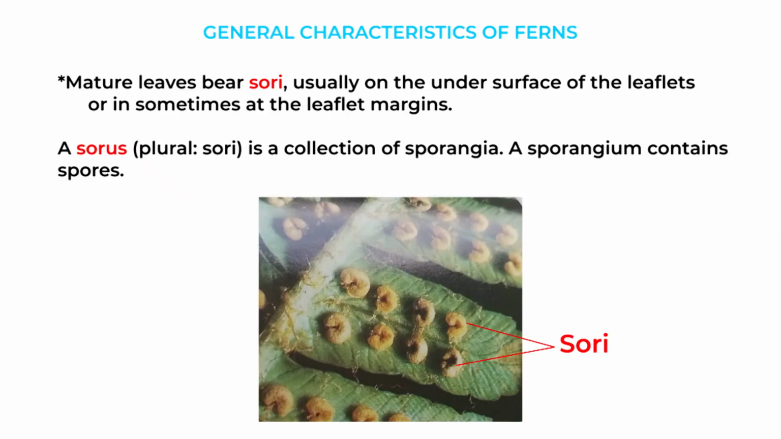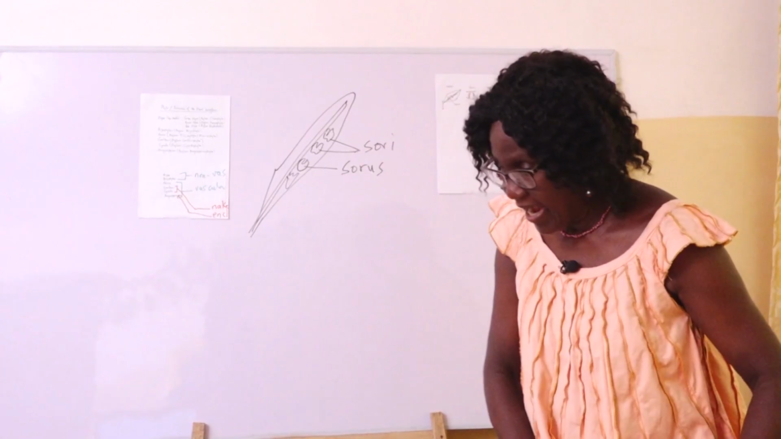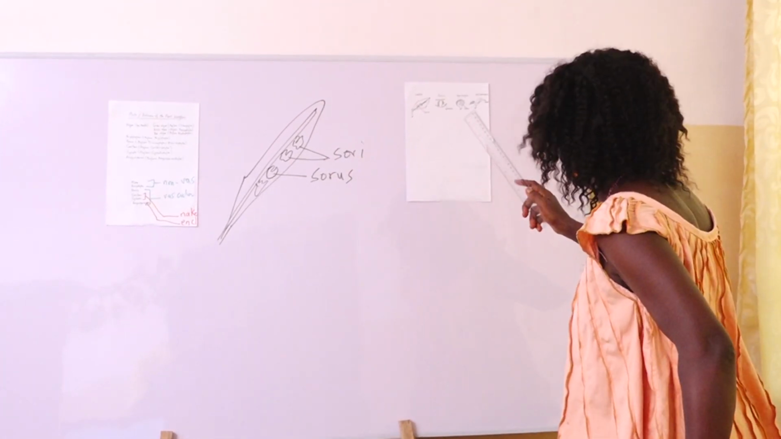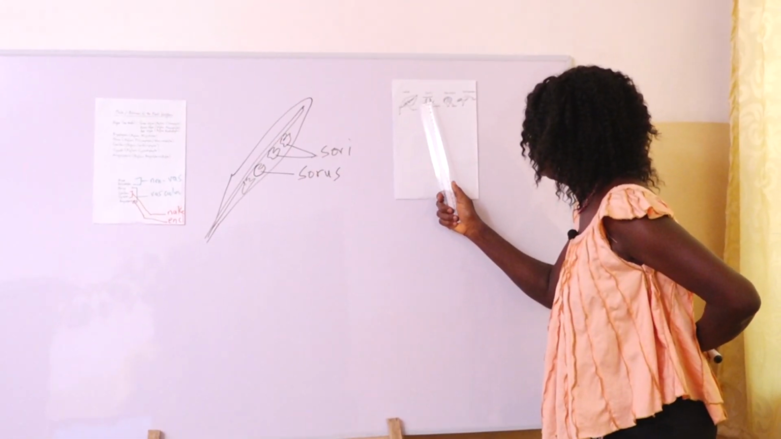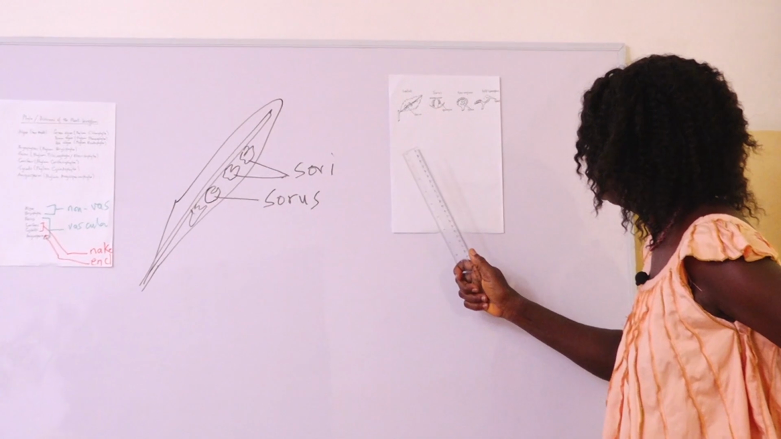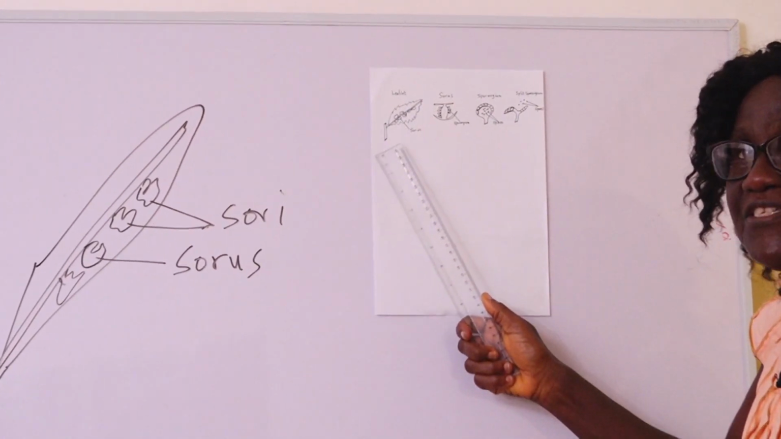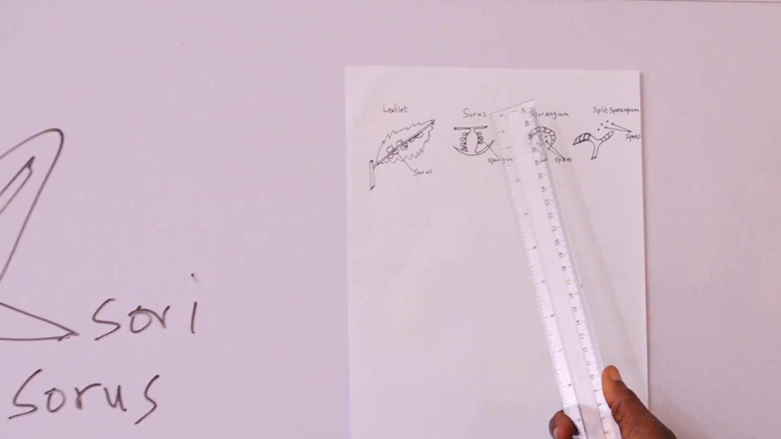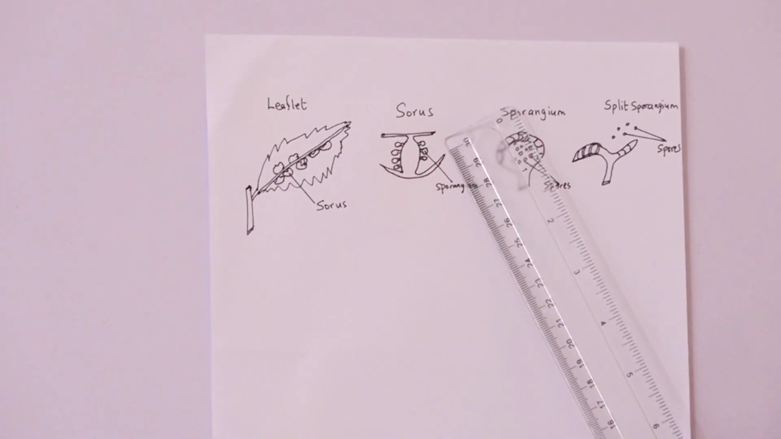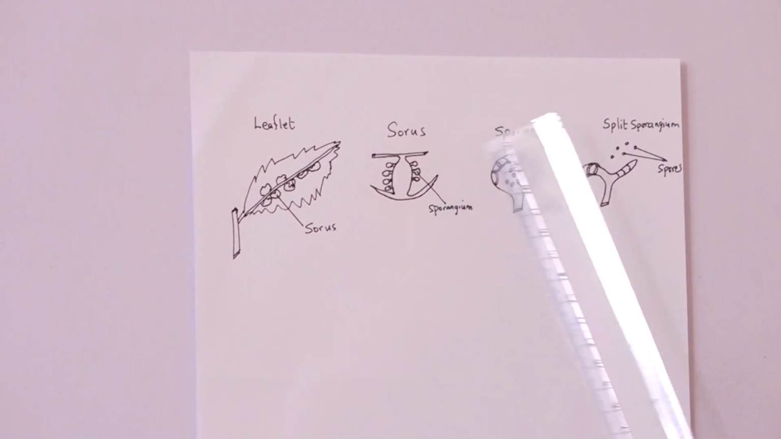The mature leaves of ferns bear sori. Look at how neat they are. Sori are borne on the undersurface of the leaflets, and in some ferns along the margin of the leaflets. I have tried to use this to show: look at this leaflet, and the sorus is here. If a cross-section of the sorus is done, this is a cross-section of the sorus. The sorus is a collection of sporangia.